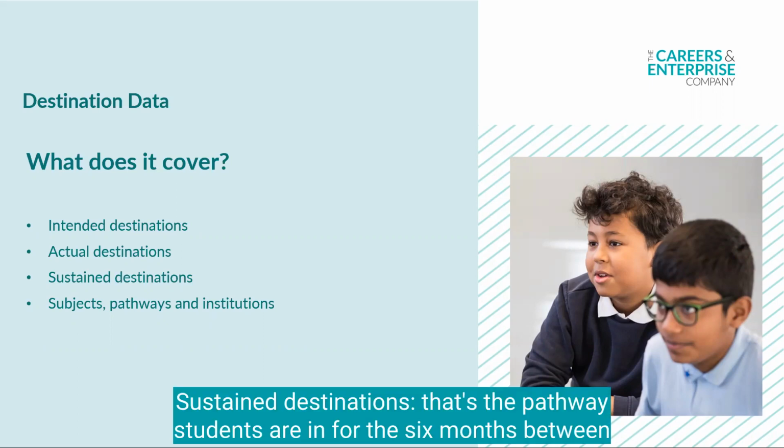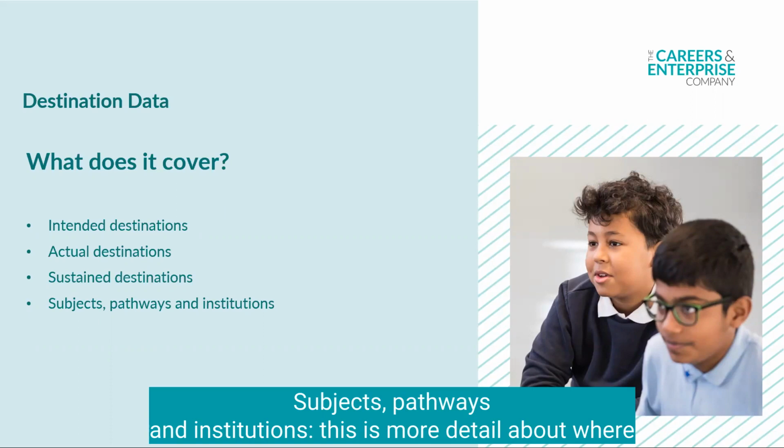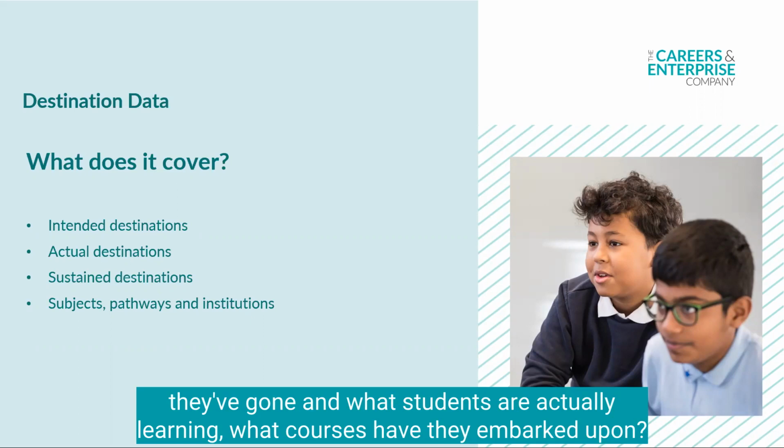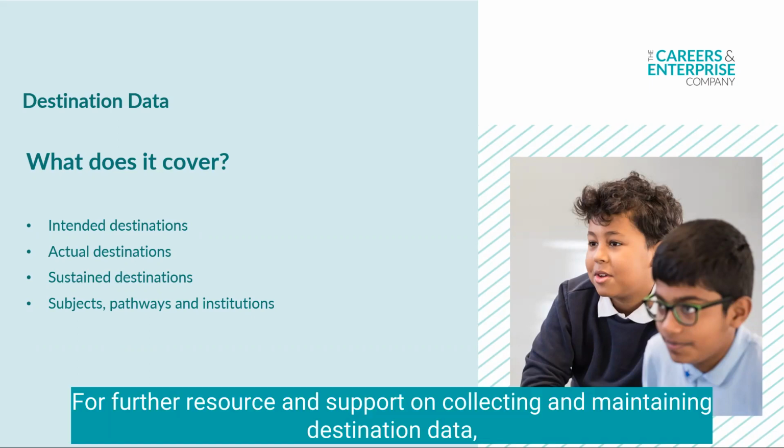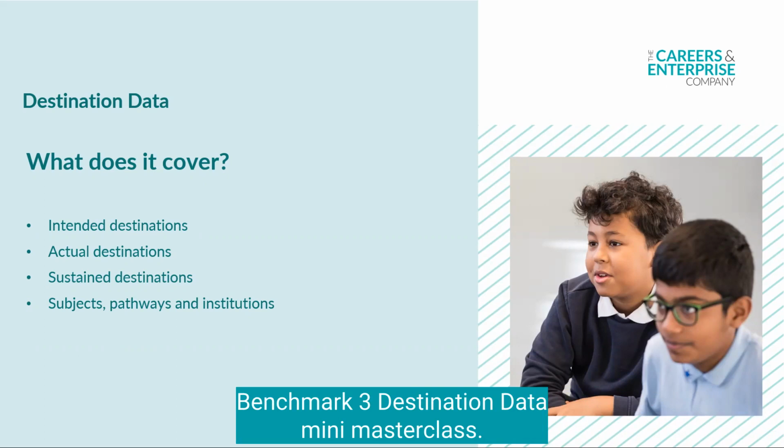Sustained destinations, that's the pathway students are in for the 6 months between October and March after leaving school or special school. And the subjects, pathways and institutions, this is more detail about where they've gone and what students are actually learning, what courses have they embarked upon. So for further resource and support on collecting and maintaining destination data, there are some examples on the resource directory, and there's an upcoming Benchmark 3 destination data mini masterclass.